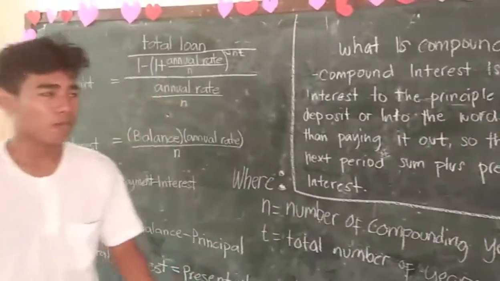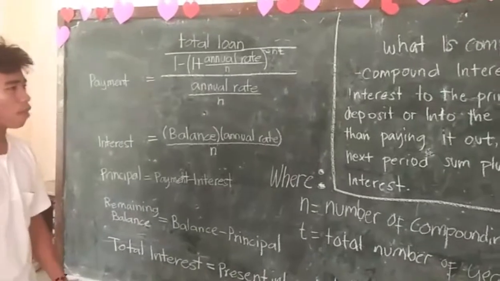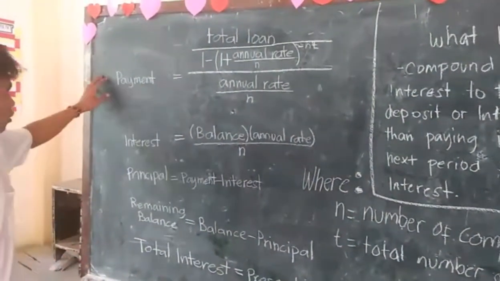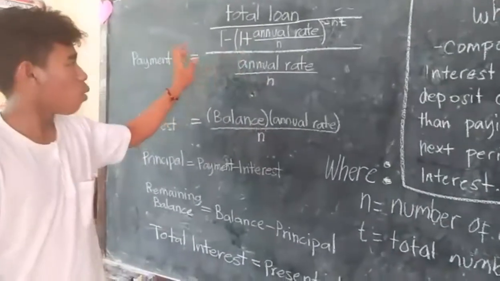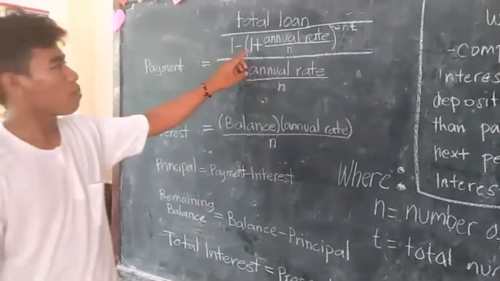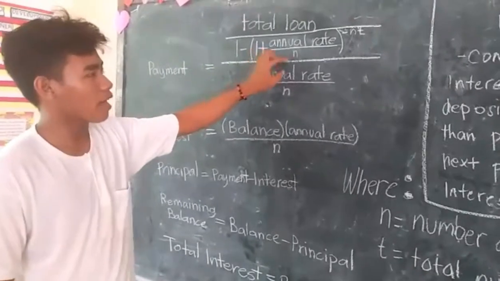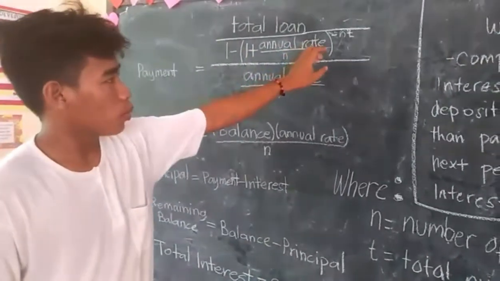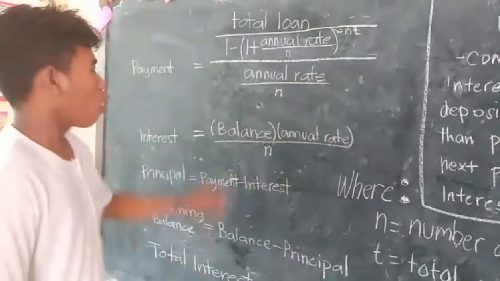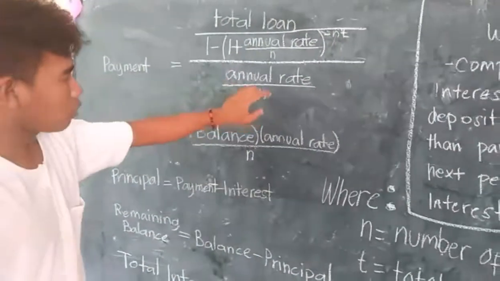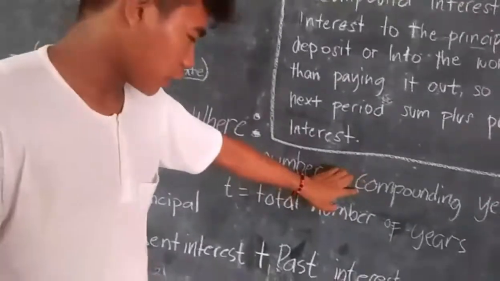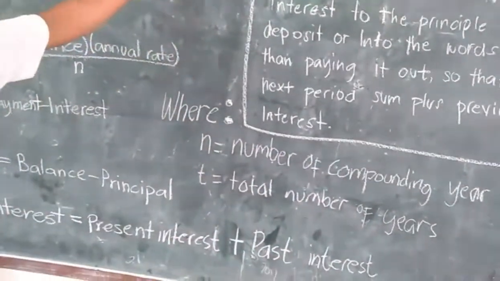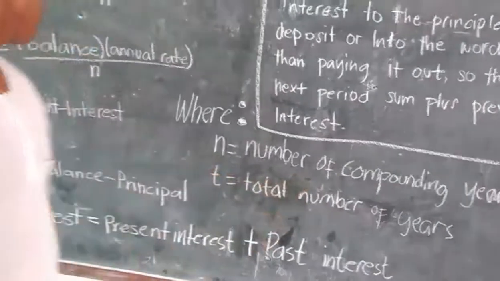Now, here are the formulas regarding compound interest. In order to extract the payment, payment equals the total loan divided by 1 minus the quantity 1 plus the annual rate divided by n, the quantity raised to n times t, over the annual rate divided by n. N stands for the number of compounding periods, and t stands for the total number of years.